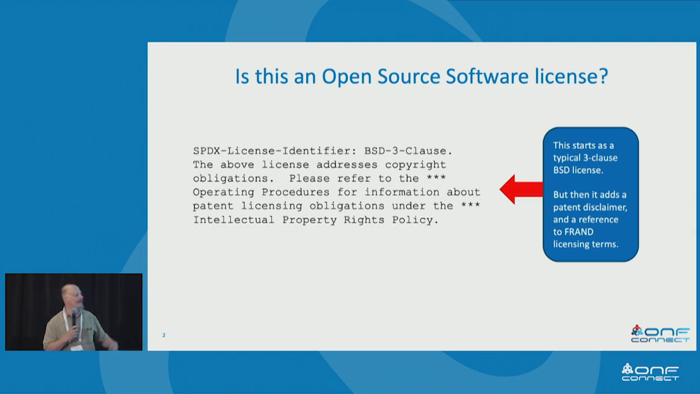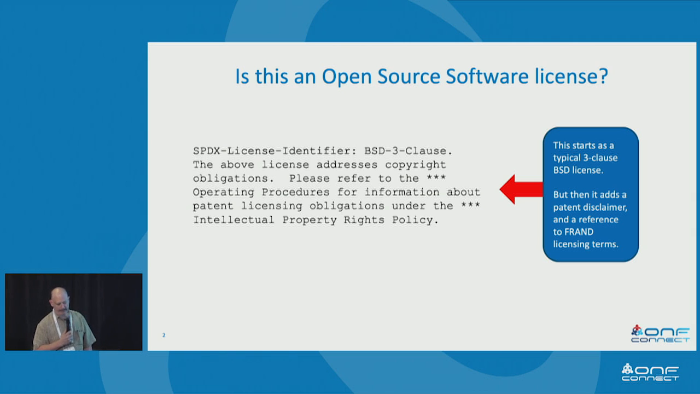But then the author of this license added some disclaimers and some additional clarifications or additional information, right? They changed the license. The license is not now a BSD 3-clause license. It has some additional terms to it. It's got a disclaimer, right? And it tells you to refer to an intellectual property licensing policy, which has some FRAND patent licensing terms associated with it, right?